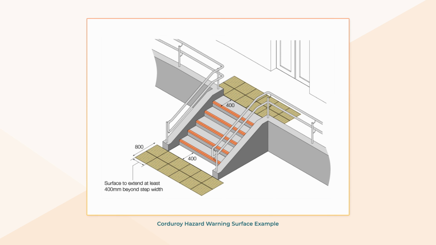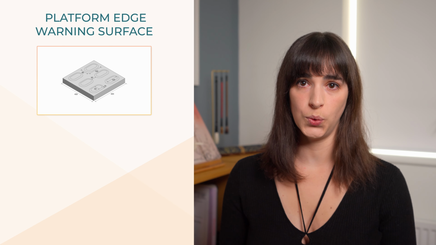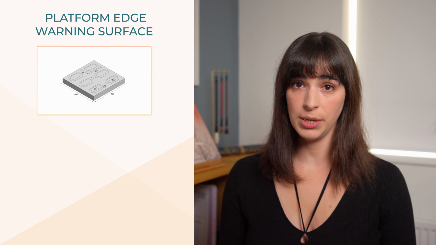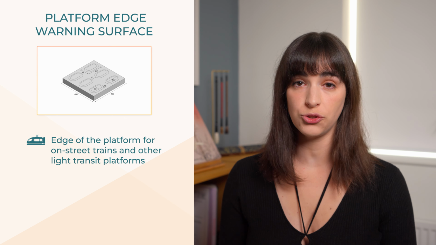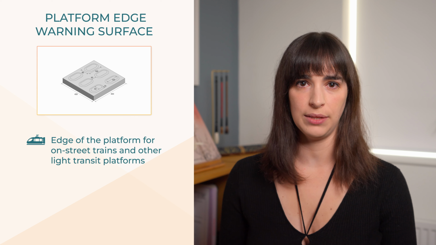They should be laid perpendicular to the person's movement, at least 400 mm away from the hazard, and 800 mm deep, 2 slabs. Check the guidance for the use in level crossings, as it is quite specific. Third is the platform edge warning surface. Its only purpose is to indicate the edge of a platform for on-street trains and other light transit platforms.